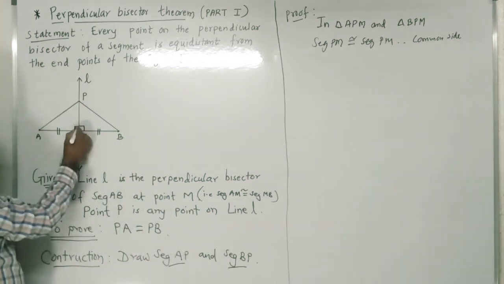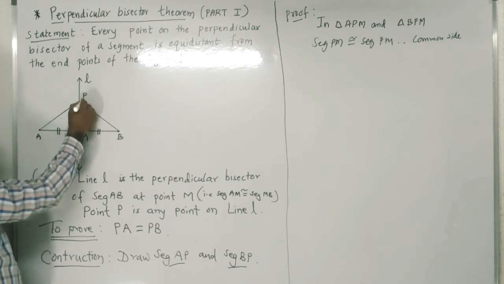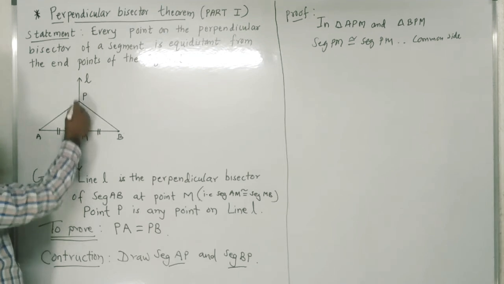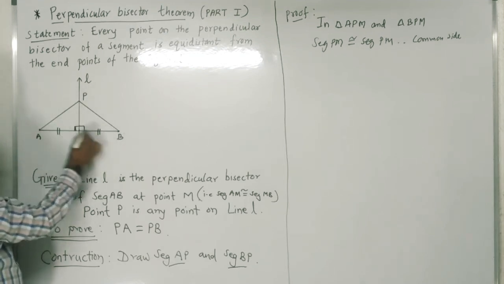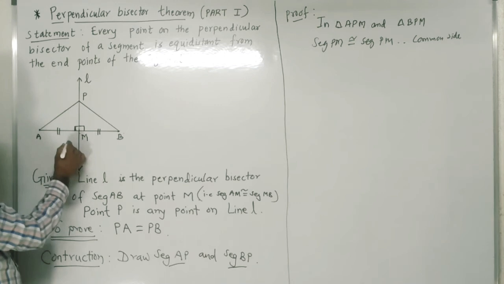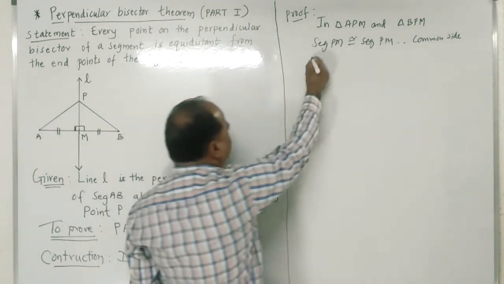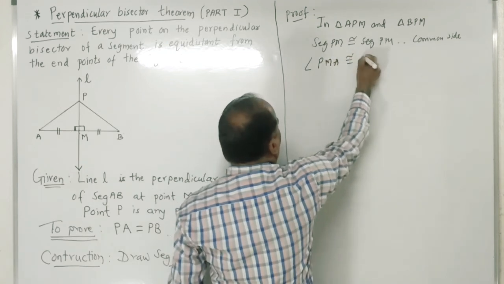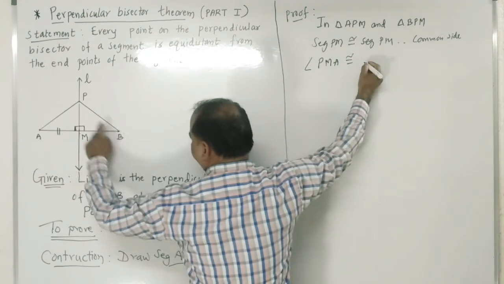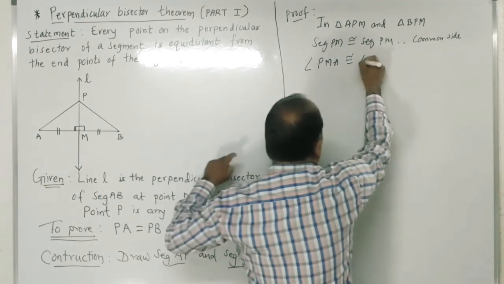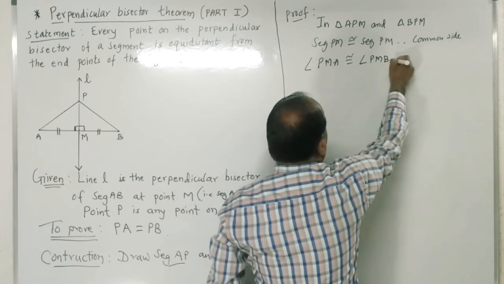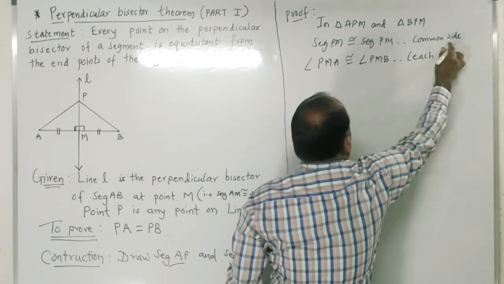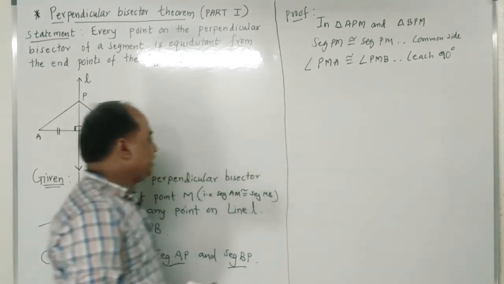Angle PMA is 90 degrees and is equal to angle PMB. This is because it is the perpendicular bisector. The perpendicular bisector makes an angle of 90 degrees to the segment AB. So angle PMA is congruent to angle PMB, each 90 degrees. Each angle is a right angle.